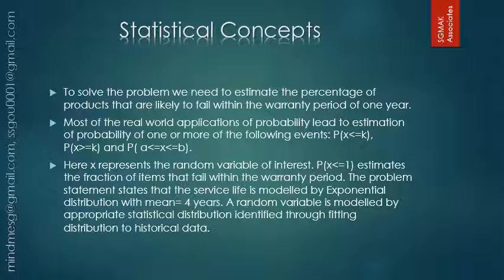And the service life is modeled by an exponential distribution. A random variable is modeled by an appropriate statistical distribution identified through fitting a distribution to historical data. Though I have just said here that it follows an exponential distribution, in the real world, you just can't arbitrarily slap a distribution on a random variable. You collect historical data, and there's a formal method of identifying a distribution that best fits the data. Okay, that's not part of the discussion now.